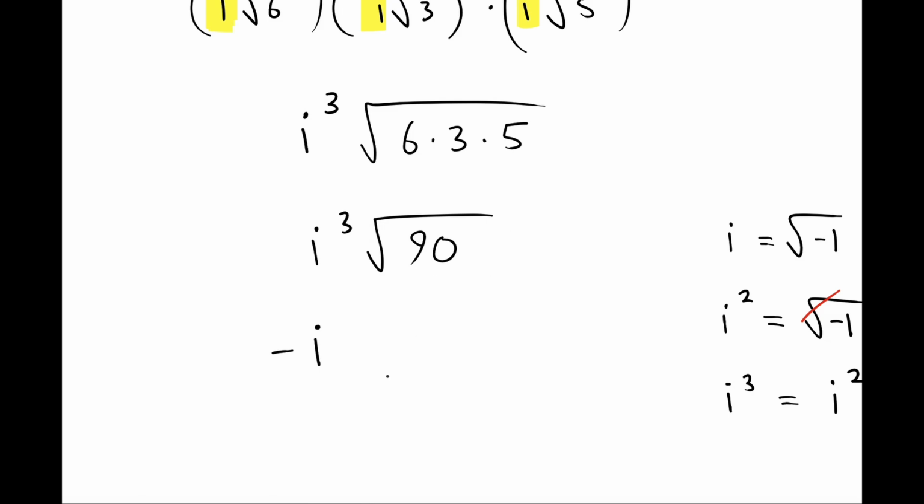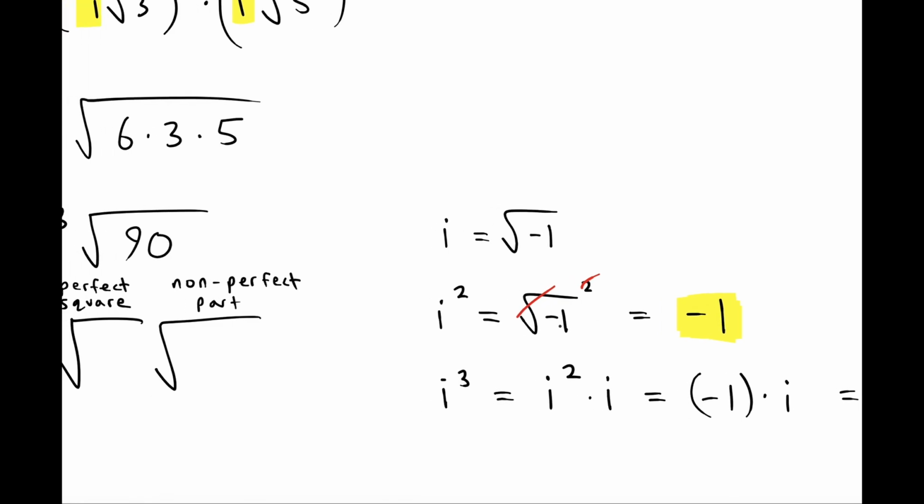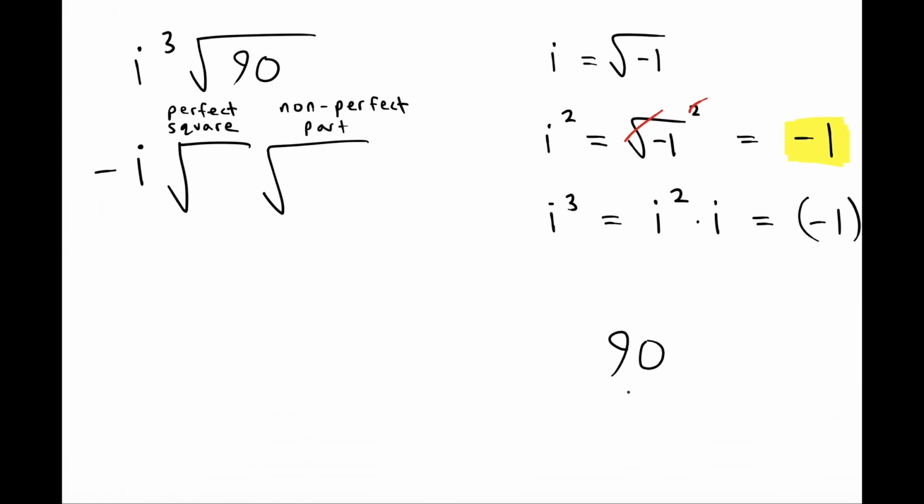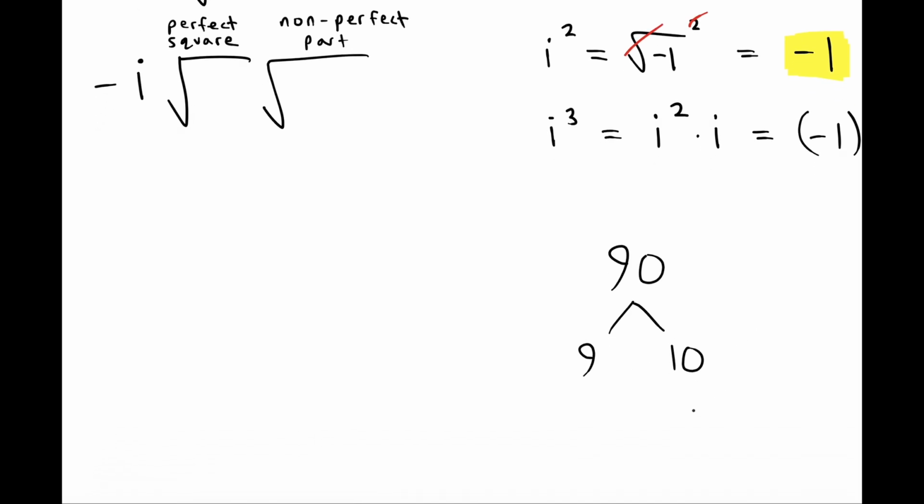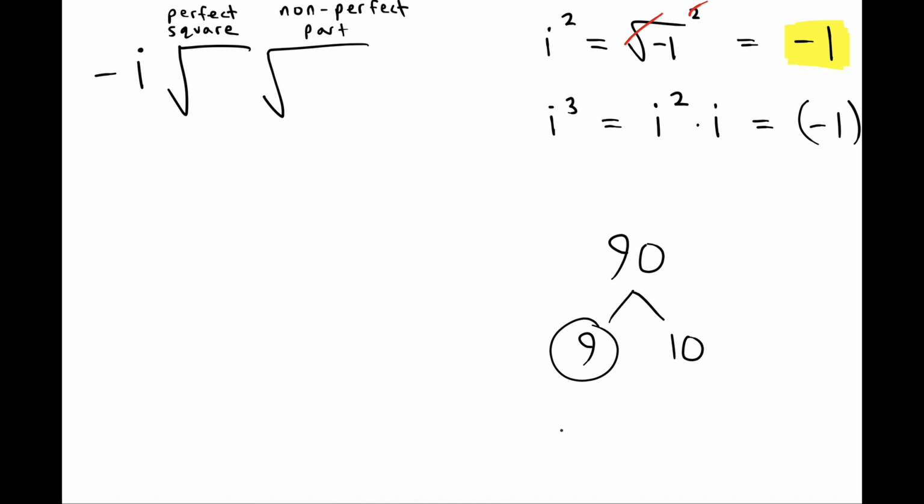When it comes to the 90, I'd like to break it up into a perfect square part and a non-perfect square part. If there's any perfect square inside 90, it should go here in this radical, and then anything that's left over, that could go on the right. So I'll do a little tree for 90 to see what's inside it. It breaks up into 9 and 10, where I know that 9 is a perfect square. It's made up of 3 times 3. 10 is not a perfect square.